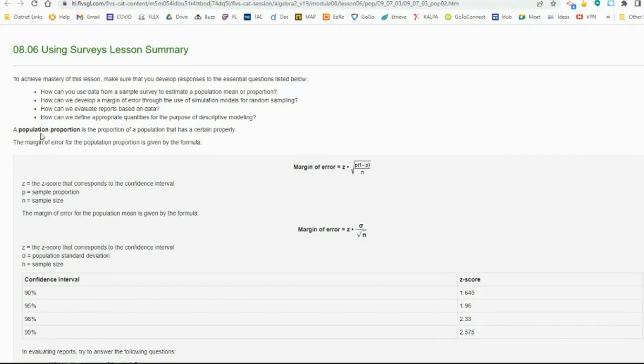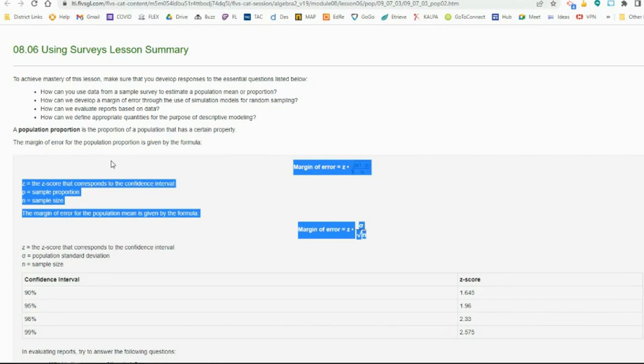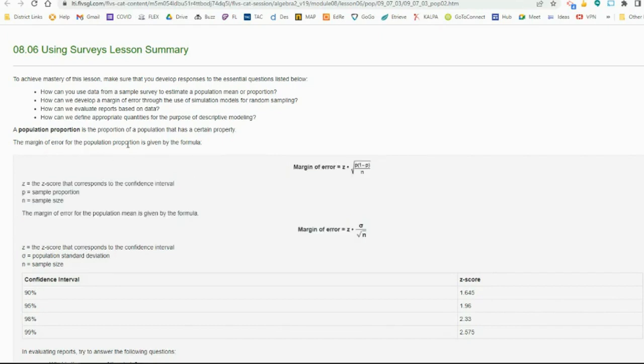But we're looking at population proportions. Population proportion is the proportion of a population that has a certain property, whatever you're looking for. But here are 2 equations that you need to know. The margin of error for the population proportion uses this equation. The margin of error uses the z-score. P is the sample proportion, and N is the total sample size.